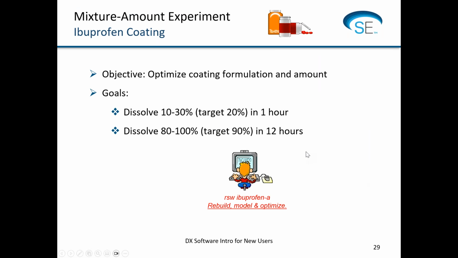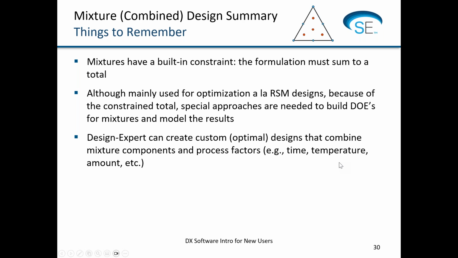All right, so mixtures have a built-in constraint, the formulation sums to a total. It's a response surface design, but because of the constrained total, special approaches are needed to build these DOEs. They use something called Scheffé polynomials to create the predictive models. We can create custom or optimal designs for all kinds of situations, so that if there's not a canned algorithm, a central composite, or some other standard design that is suitable, we have a very good way of creating a very useful design using the optimal design features.